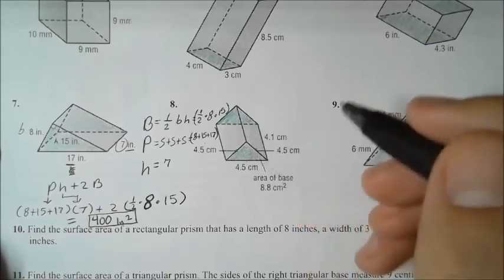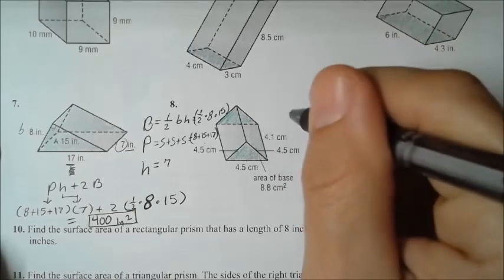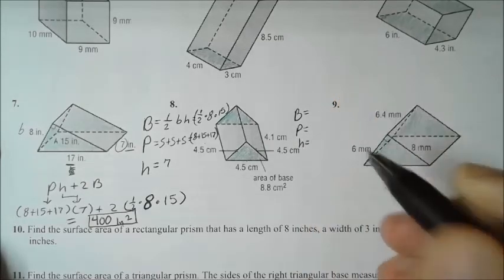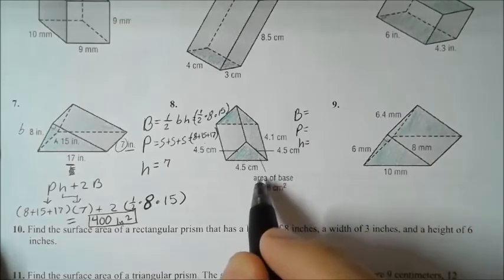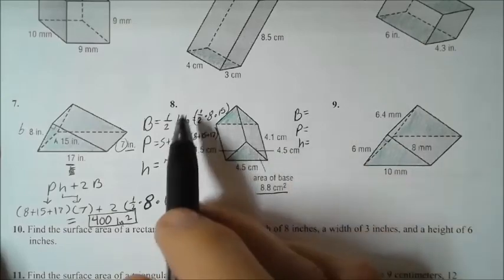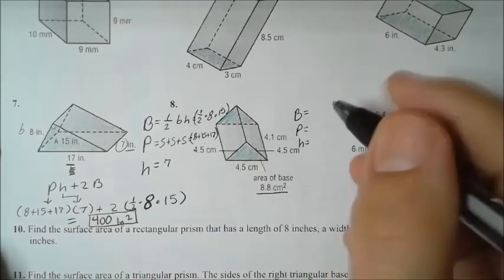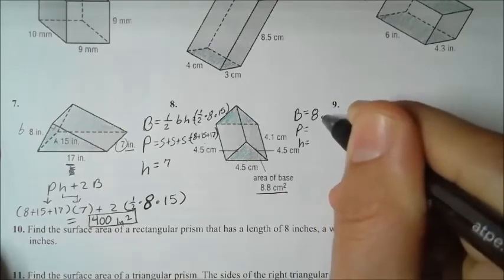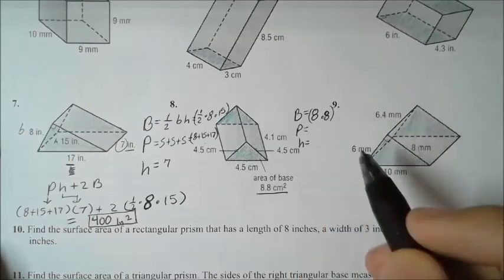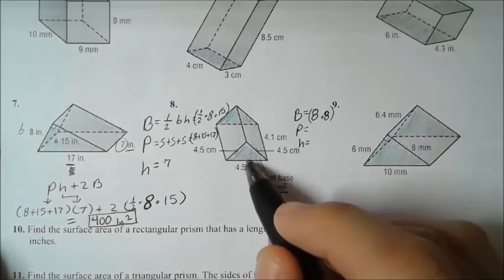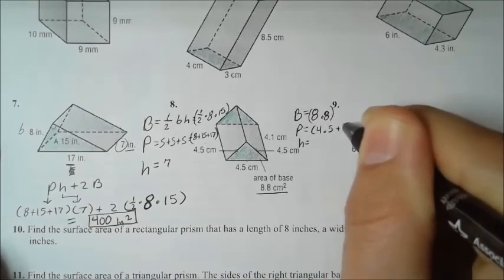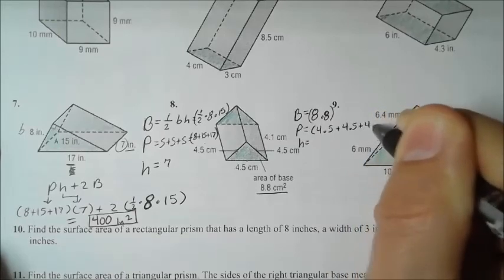And so what we want to do is find our big B, our big P, and our H. Now the nice thing about this, look at this right here. They're actually telling us the area of the base is 8.8 centimeters. So we do not even need to use this formula. They are giving the answer to us. So we're just going to write that in. So the area of the base is 8.8. That's given. We don't have to do anything else with that. The perimeter is going to be side plus side plus side. So that's going to be 4.5 plus 4.5 plus 4.5.